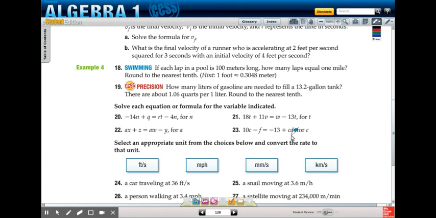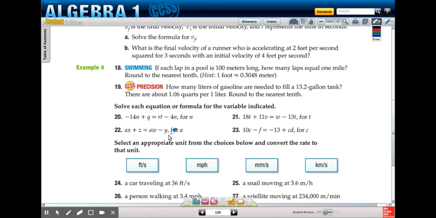22, solving it for A. 22 is a really interesting one. I'll even show you partway how to get 22 to work. And it says you're solving it for A. And the hard part is you have A on both sides.